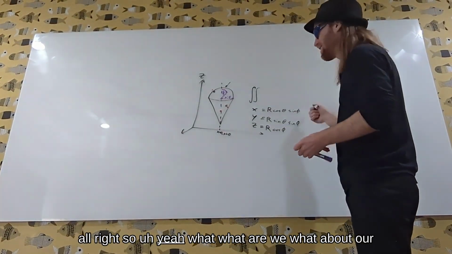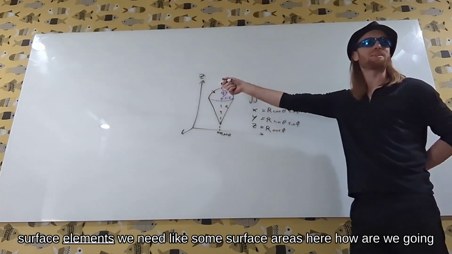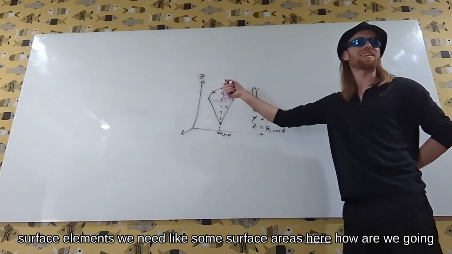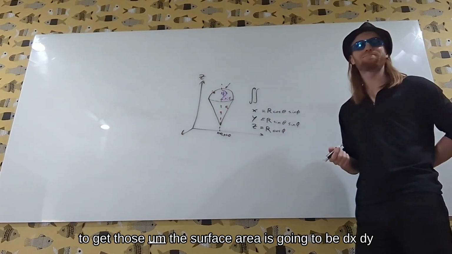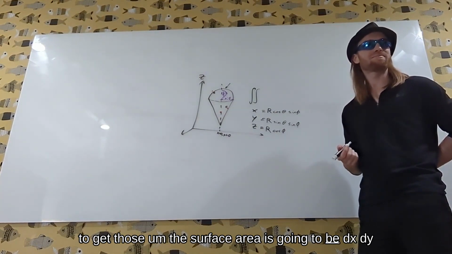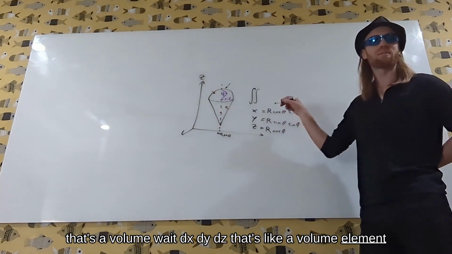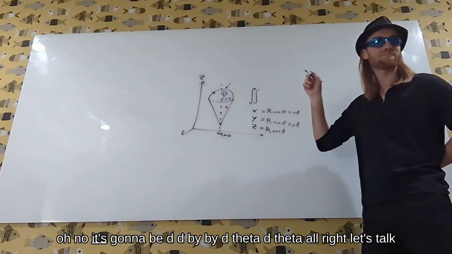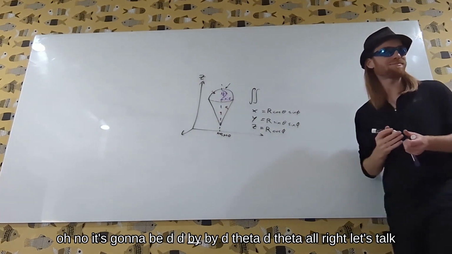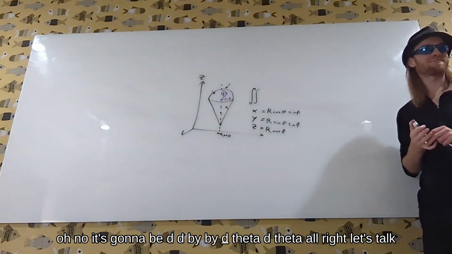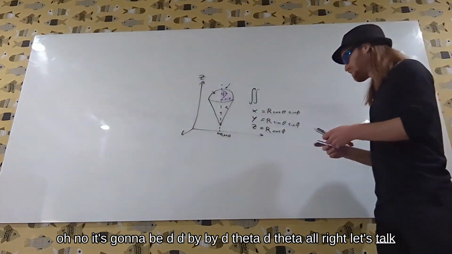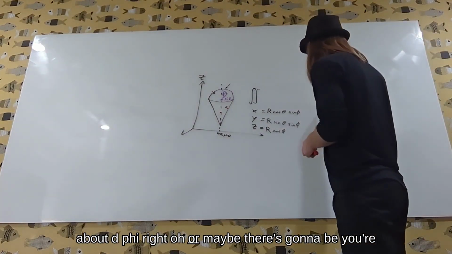So what about our surface elements? We need some surface areas here. How are we going to get those? The surface area is going to be dx, dy, dz. That's a volume element. No, it's going to be d phi d theta. Let's talk about d phi d theta.